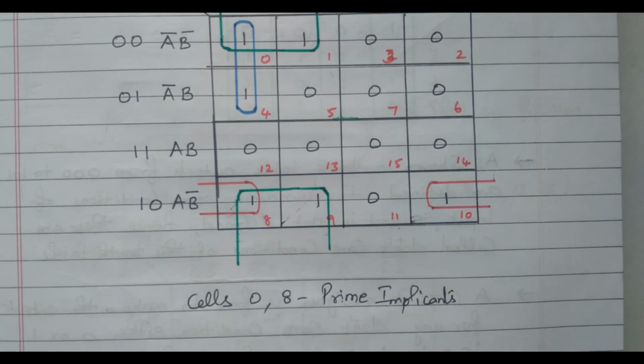So in this video we discussed that after plotting the K-map and after grouping, we can easily identify which are all the prime implicants and which are all the essential prime implicants, right?